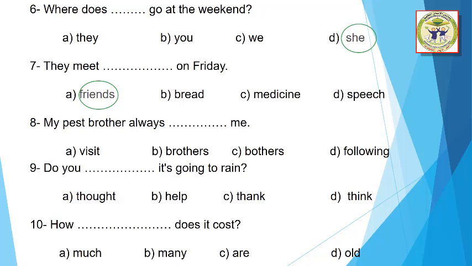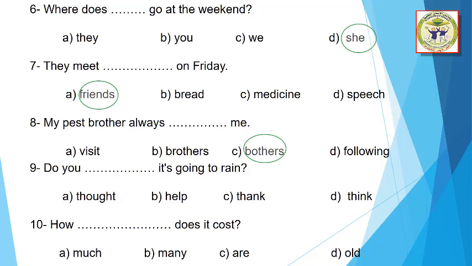Number 8, my best brother always space me. Visit, brothers, following. Yes, the right answer is bothers. My best brother always bothers me.